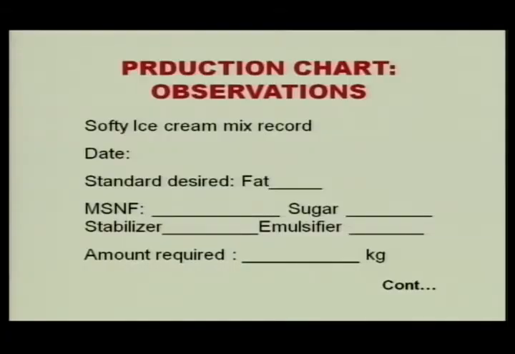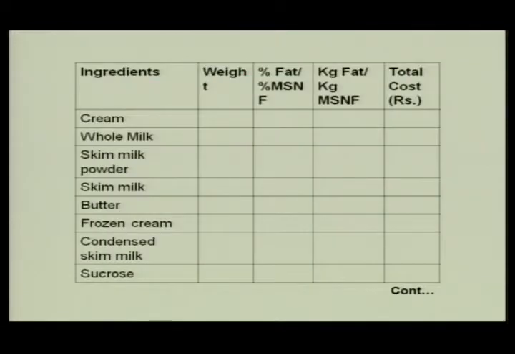Now we come to the production chart. This is important. As a practical component, you have to maintain the data. As a technical operator, you will have to maintain it wherever you are, in any factory. So first is, what is the fat, SNF, sugar, stabilizer, emulsifier required. So that is the first part. So we see the Softy ice cream mix record, it gives the date. First is the desired composition of fat, SNF, sugar, stabilizer, and the amount required.